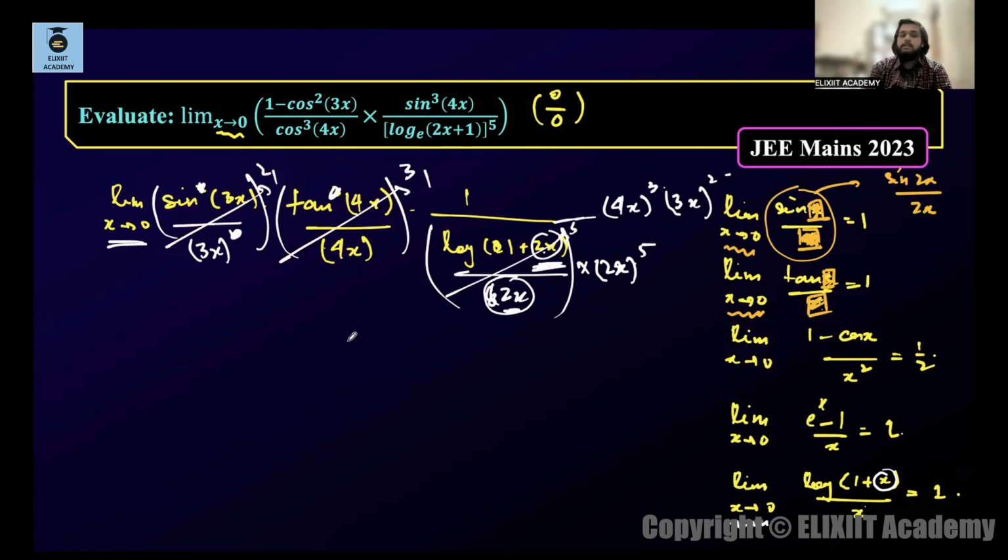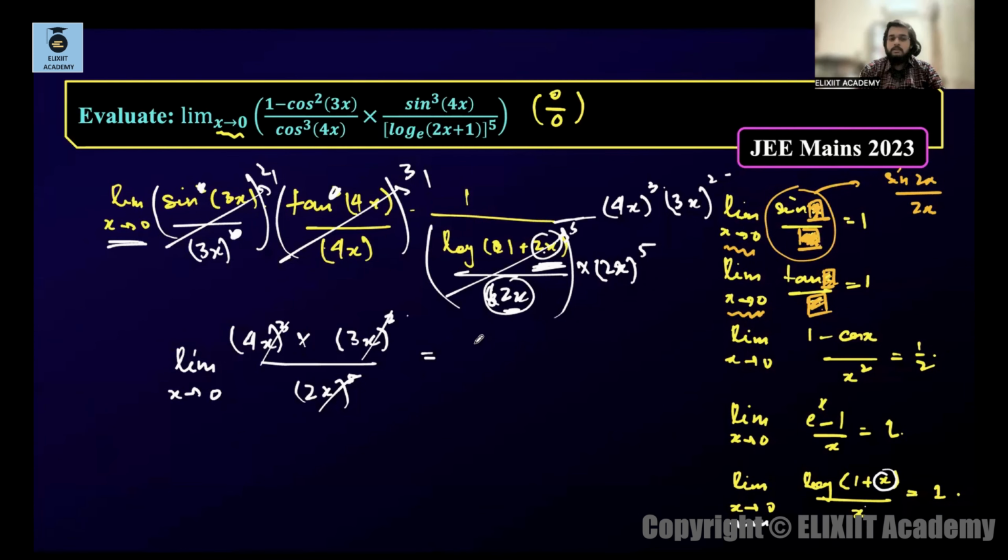So you are left with only this part: 4x whole cube into 3x whole square divided by 2x whole to the power of 5, and the limit also tending to 0. We put the limits over here. I think here we have some cancellations. You can clearly see x cube and x square will make x to the power of 5, and this x raised to the power of 5 will get cancelled. So you are left with only the constants.